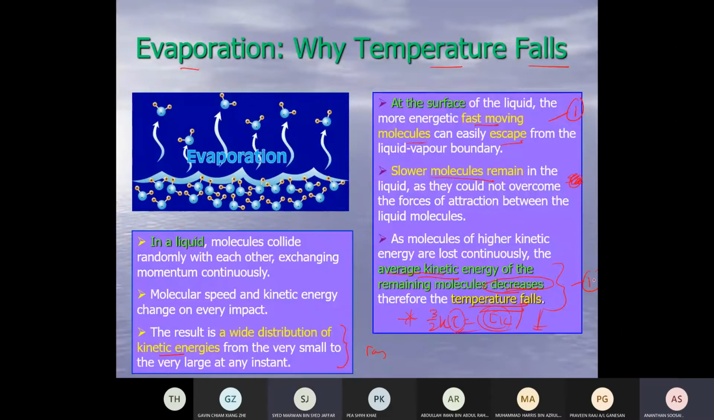This is one mark. So for 3 marks, you must say the particle has a range of kinetic energy at one particular temperature. At the surface, the most energetic escape. Then the average kinetic energy of the remaining molecules decreases, therefore temperature falls. This is the reason you should recall. I believe you learned this reasoning earlier, but now you know a little extra. The temperature determines the kinetic energy. Now you know the formula, 3/2 kT equals the mean kinetic energy.